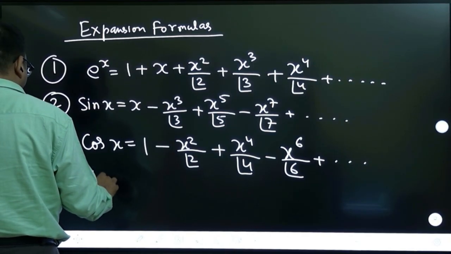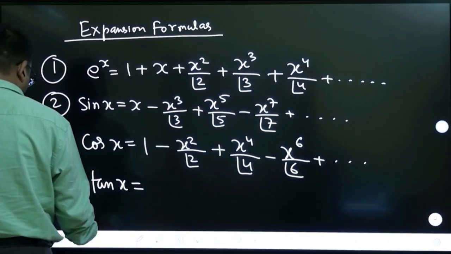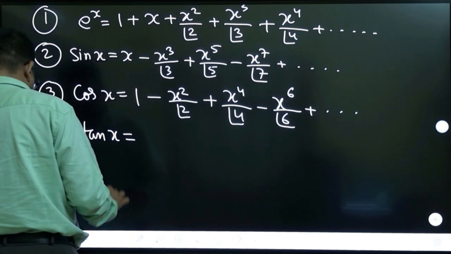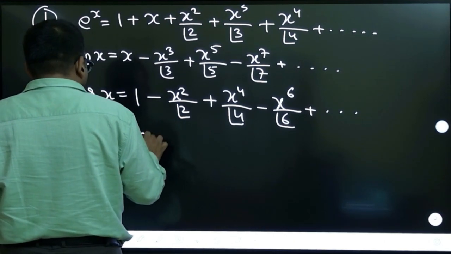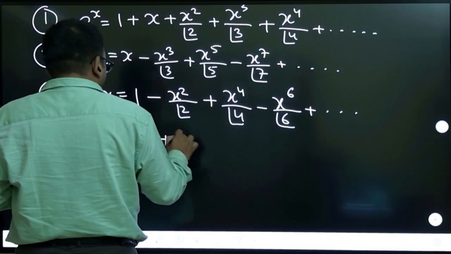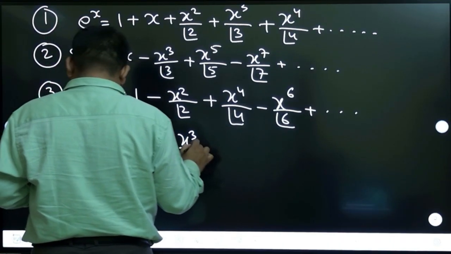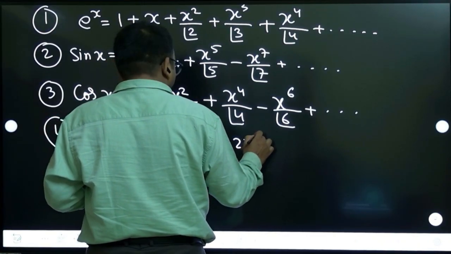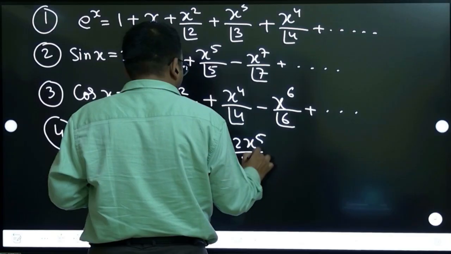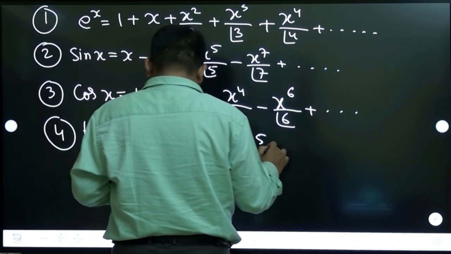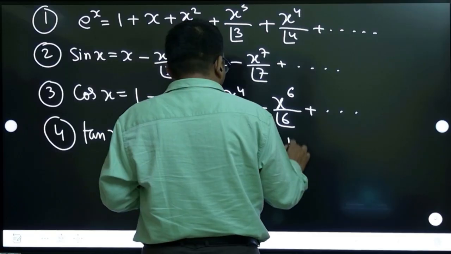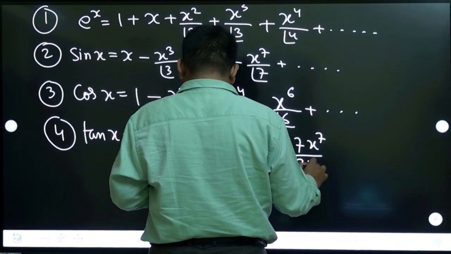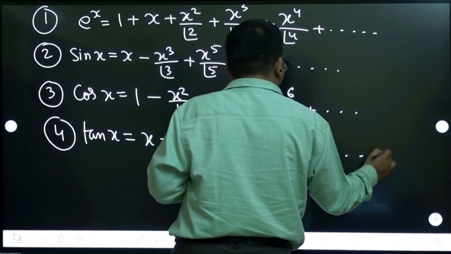tan x. Tan x also, let us write tan x. Tan x can be written as x plus x cube by 3 plus 2x5 by 15 plus 17x7 by 315 and so on.